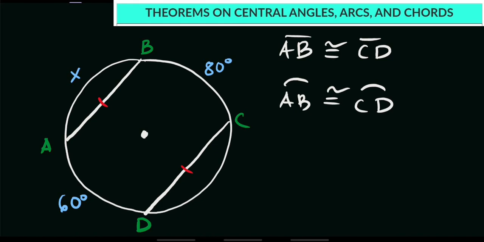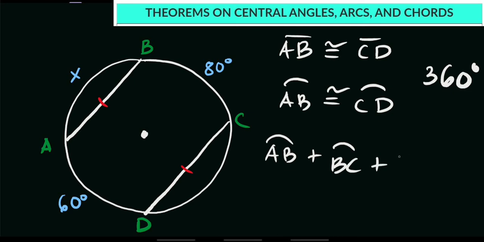According to our figure, we don't have any value for AB; we have this x. Then let's use the concept of the circle. The entire measurement of a circle is 360 degrees. We also have the given value for BC. So arc AB plus arc BC plus arc CD plus arc AD is equal to 360 degrees. The total measurement is 360.